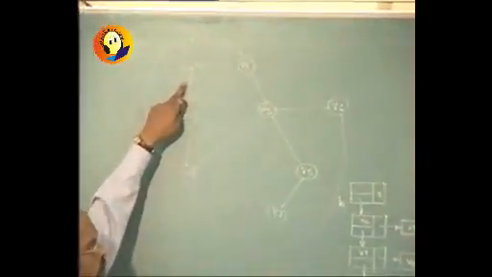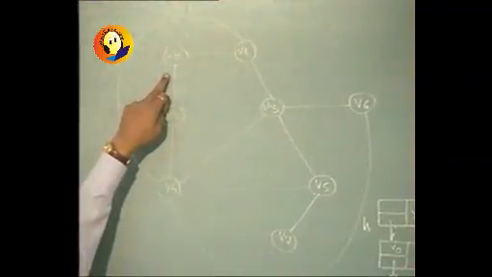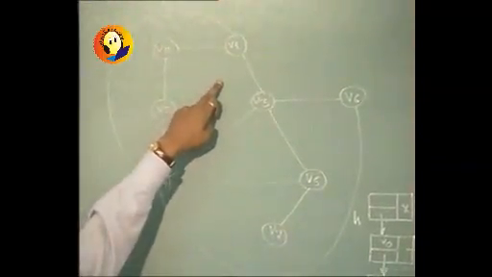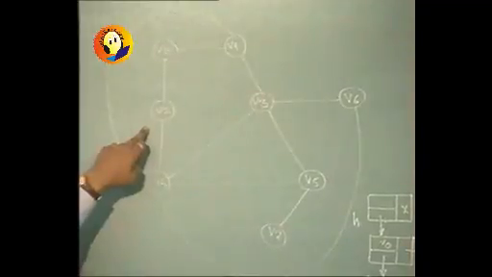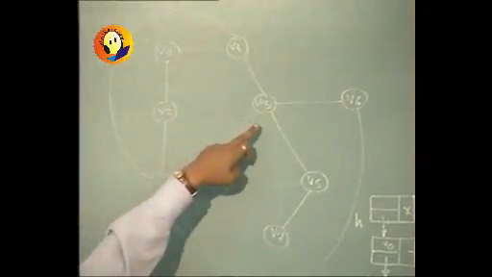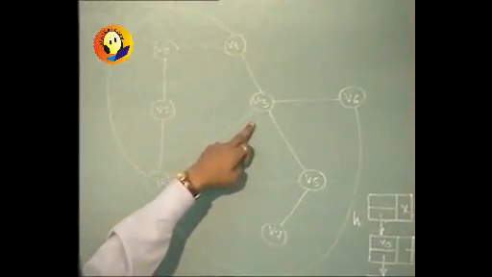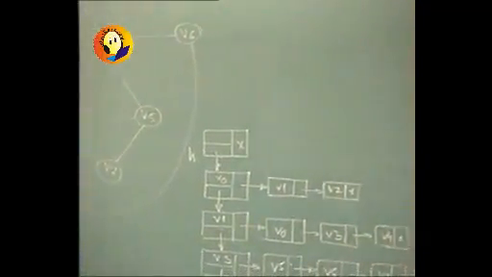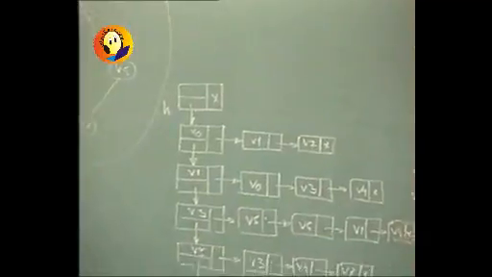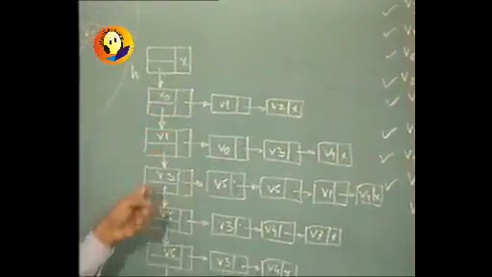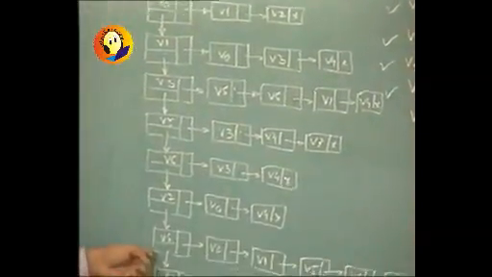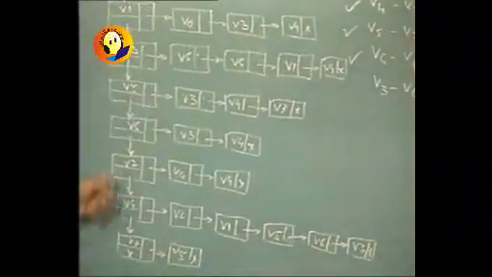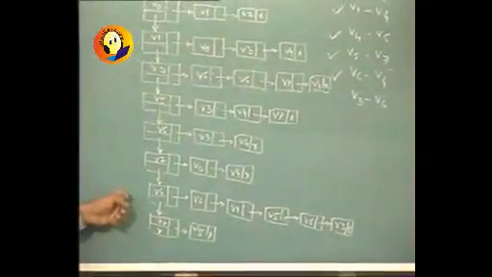V0 has degree 2, so there will be 2 nodes next to it. V1 has degree 3. V2 has degree 2, V3 has degree 4, and so on. We have a vertex of degree 5, V4. This will be the adjacency list of that particular graph, and it has to be created exactly in the same manner as I have generated it.